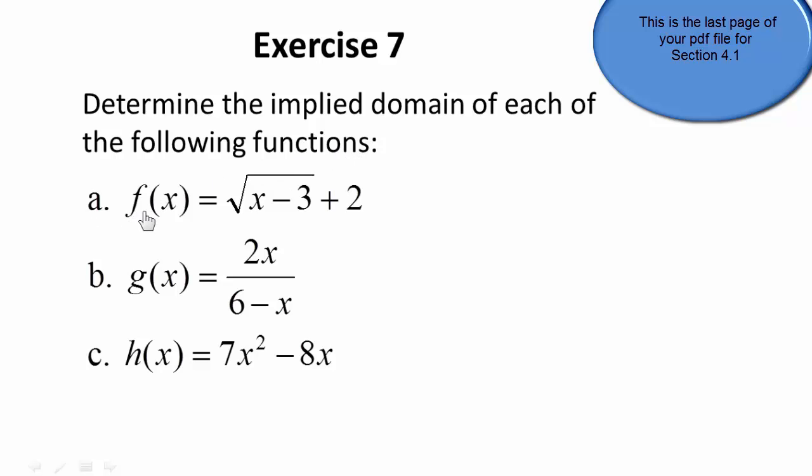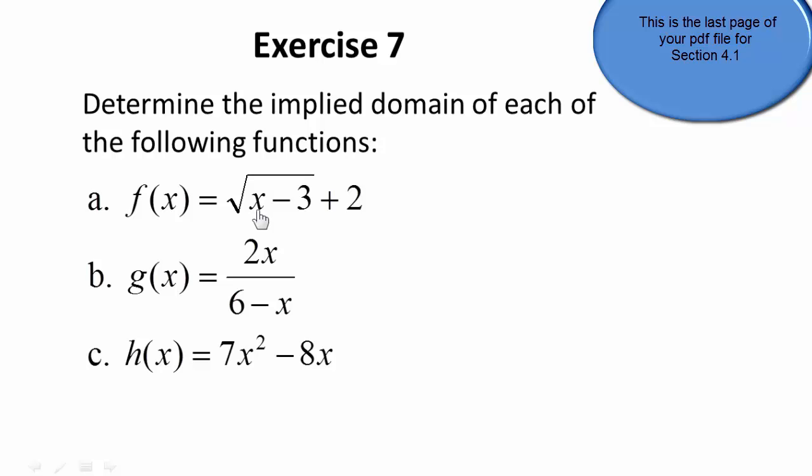In letter A, f of x is equal to the square root of x minus 3. And this is only what's under the radical, just the expression x minus 3. So it's the square root of x minus 3, and then outside of it, there's an added number, plus 2. So what we're concerned with, therefore, is this part of the function. What do we not want to have under a square root? Since we're talking about real numbers, we don't want this to be negative.